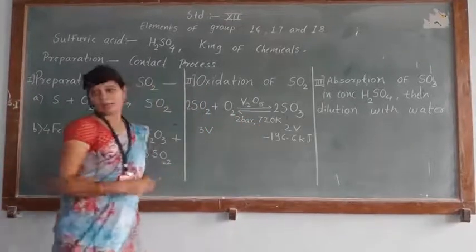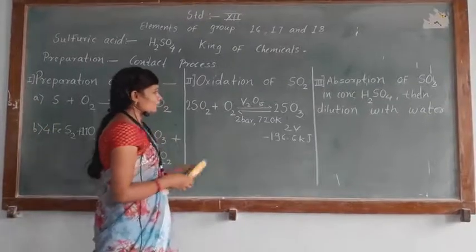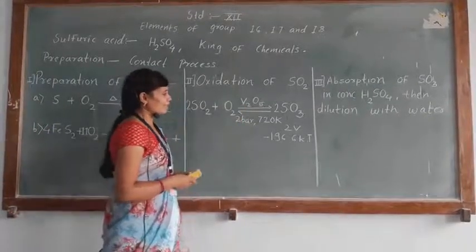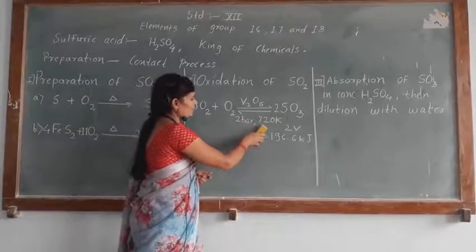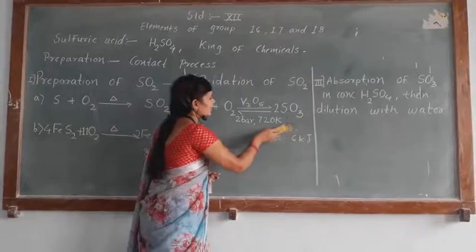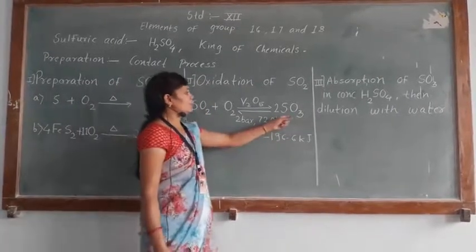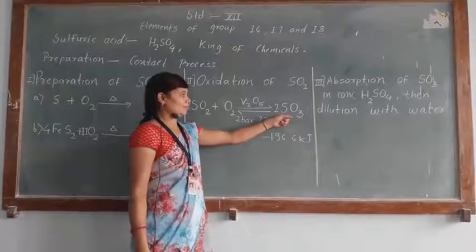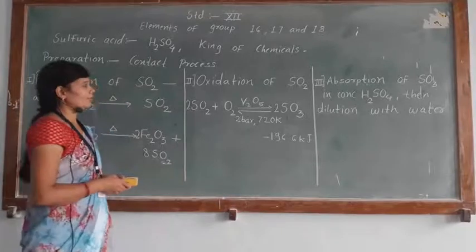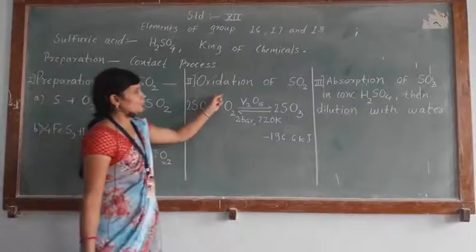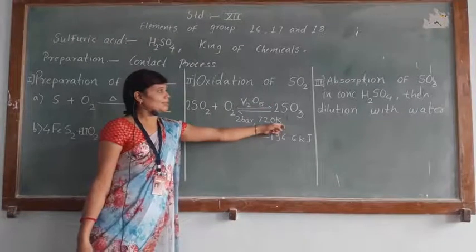So, when oxidation of sulfur dioxide is carried out in presence of vanadium pentoxide as a catalyst at 2 bar pressure and 720 Kelvin, we get the maximum proportion of sulfur trioxide. Okay? So this is the second step in the contact process, that is oxidation of sulfur dioxide to sulfur trioxide.